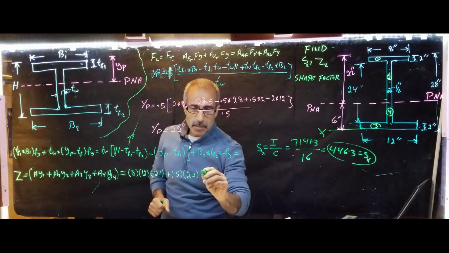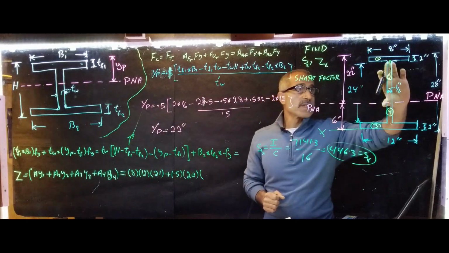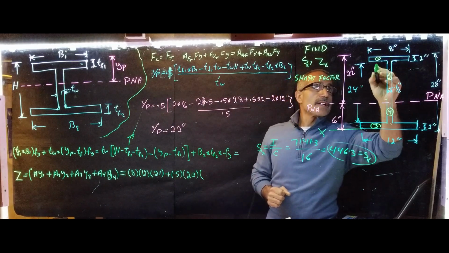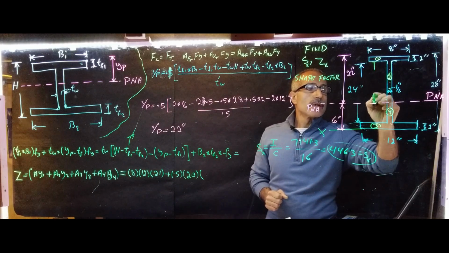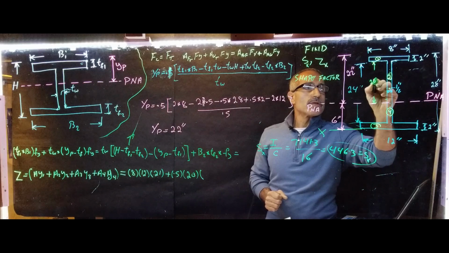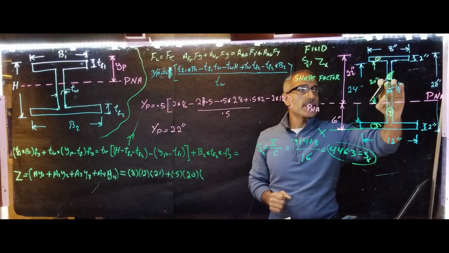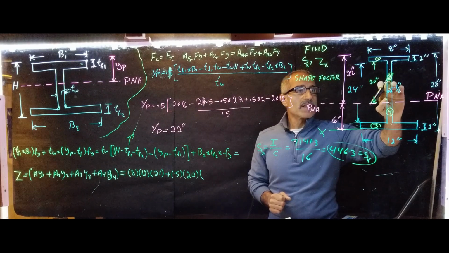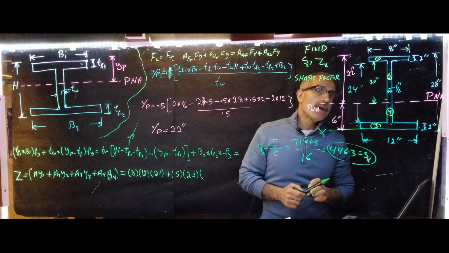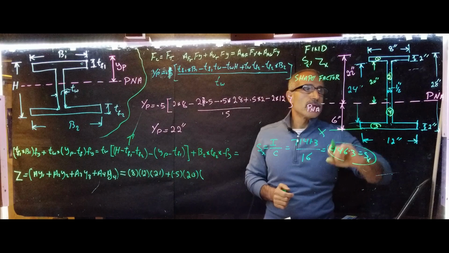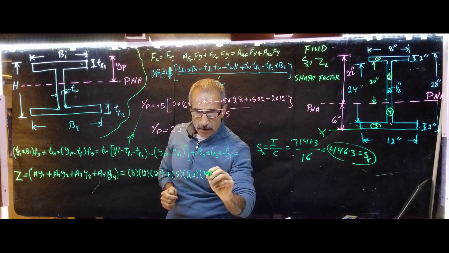And then multiply by the centroid of this. This is 20 inches, so if that's 20, the center is going to be 10. So 10 is the center of here. Multiply by 10.